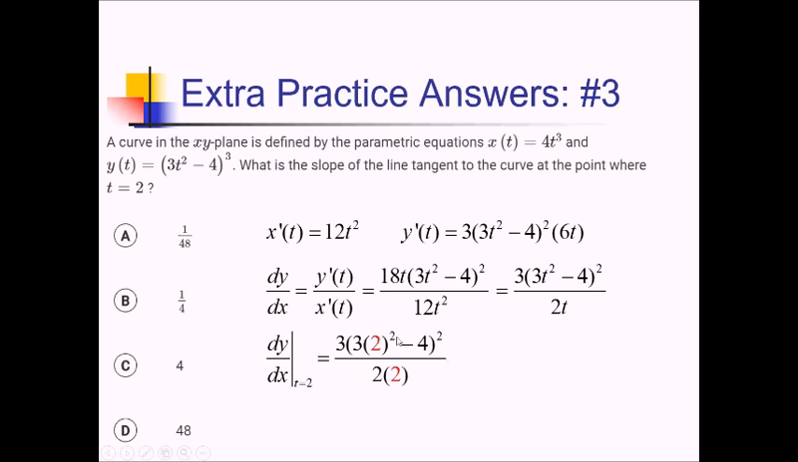So inside we've got, let's see here, this is going to be 3 times 4, so that's 12. Subtract 4 from that, we've got 8. And square all that, we've got 64. So 3 times 64 over 4. 64 divided by 4 is going to be 16. 3 times 16 is 48. So that helps us match the answer choice D.